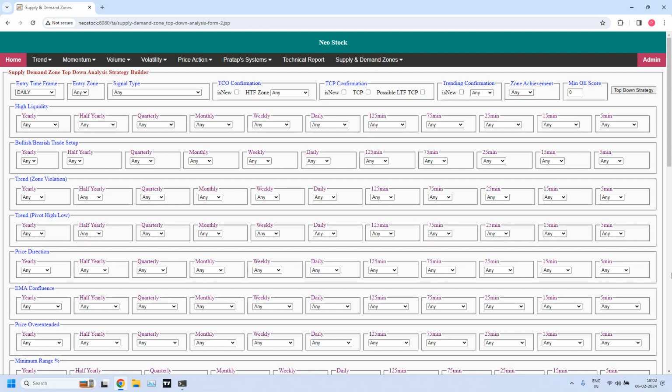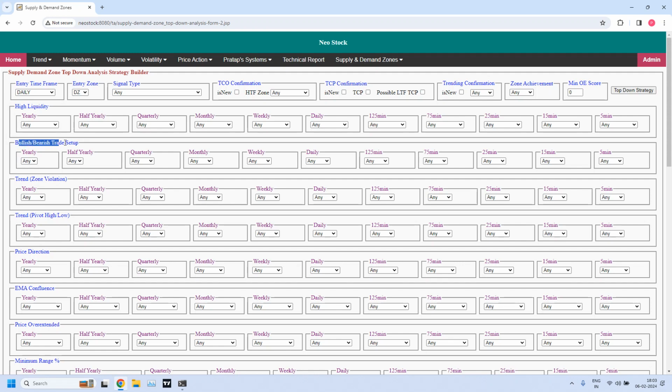In this video, let us generate bullish and bearish trade setups for monthly income trade and weekly income trade. So let us start with the bullish trade setup for monthly income trade. In monthly income trade, the entry time frame is daily. And because this is a bullish trade setup, the entry zone is a demand zone.